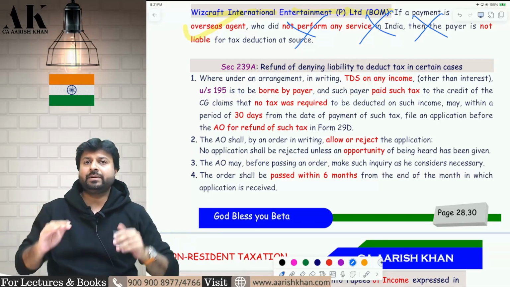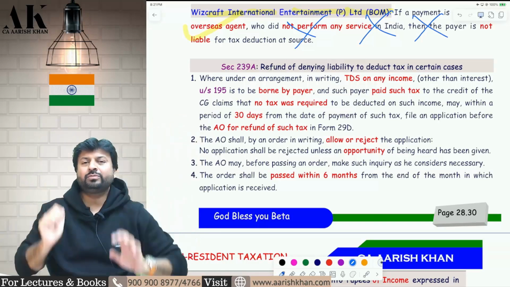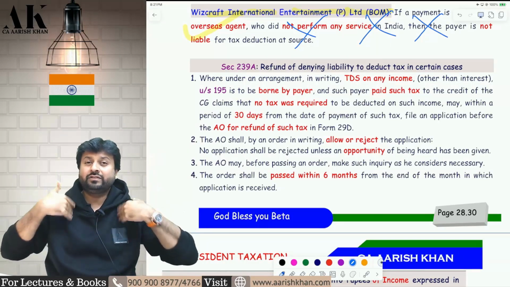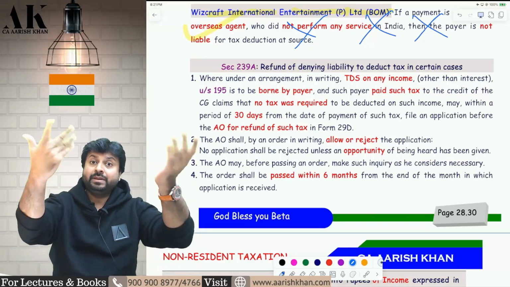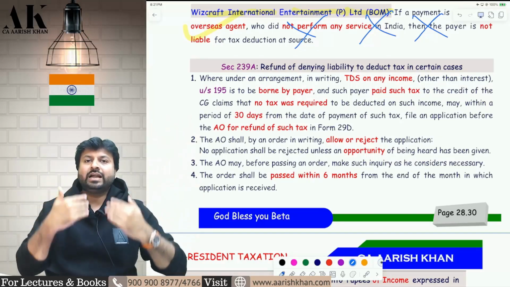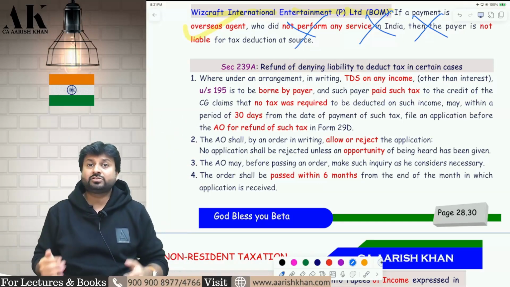Okay. But sometimes what happens? The payee says that I am not going to bear the tax. The payer will bear the tax. If only you bear the tax, the payee is putting the responsibility of tax on me, and the payee is saying that I want the full 10 lakh rupees. So in that case, I have to bear the tax now. The payer has to bear the tax.